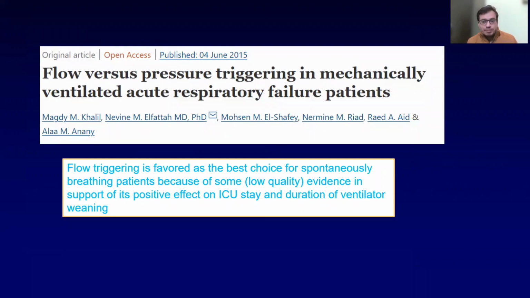So flow trigger may reduce patient-ventilator dyssynchrony, particularly when the dyssynchrony is due to wasted effort, for example an insufficiently sensitive trigger. A study by Khalil et al. compared flow trigger with pressure trigger in mechanically ventilated patients and found that, compared to pressure trigger, flow trigger was associated with significantly shorter duration of weaning, shorter duration of mechanical ventilation, and also shorter duration of ICU stay. However, this difference was not significant in patients with obstructive airway pathologies.